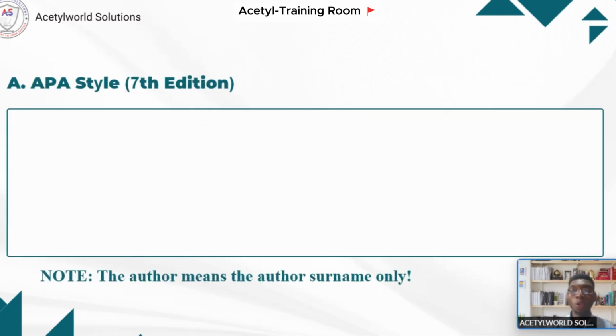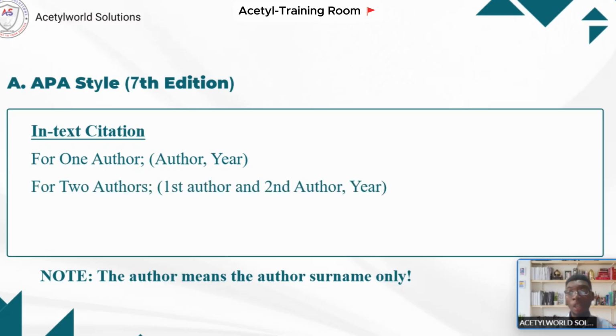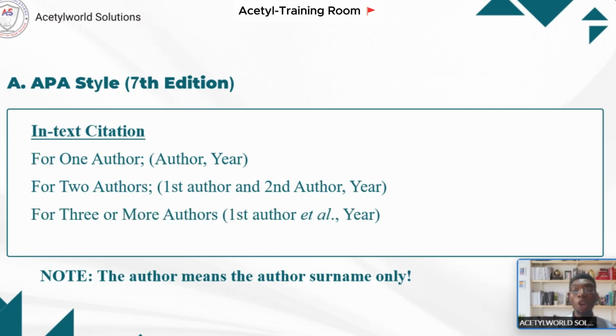So now we are going to be looking into them one after the other and what makes them different from one another. So for APA style, the 7th edition, the in-text reference for one author, you write the author name, comma, the year. If it is for two authors, you write the first author and you put and, you write the second author, then you put comma, then year. Then if it's for 3 or more authors, you write the first author, then you put et al. That et al is going to be in italics, then a dot, comma, then you put the year.